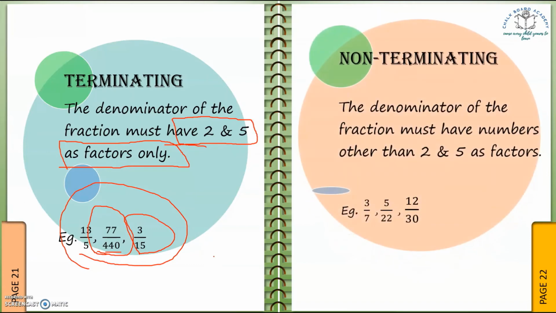Now if we are looking into non-terminating, other than 2 and 5, along with 2 and 5 also, we can have another number, like here we have simply 7 in the denominator, 3 by 7. Then we have this number 5 by 22, in which we got the number 11, which is why it is non-terminating. Then we have another number here, 12 by 30, which is actually terminating. So I make this number 1 by 30. Now it is non-terminating, because now we cannot cancel out 3. So it is non-terminating now.